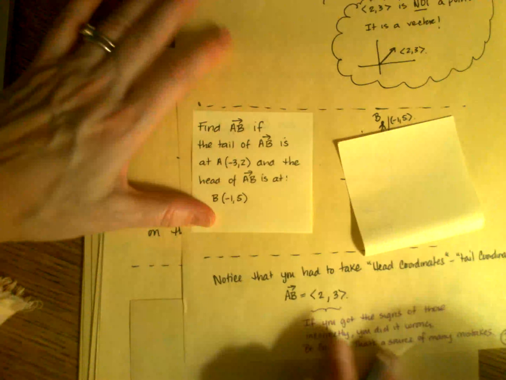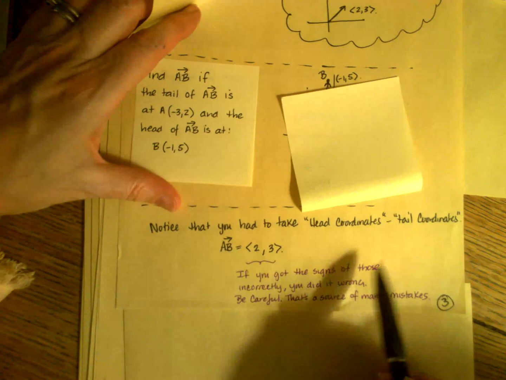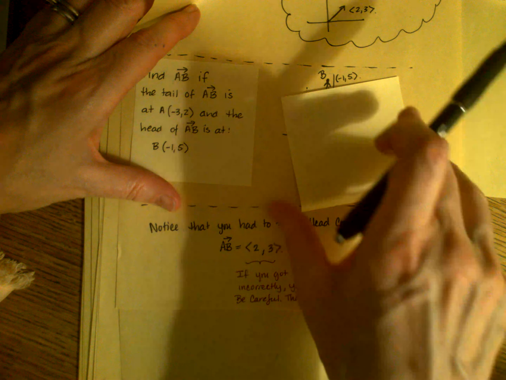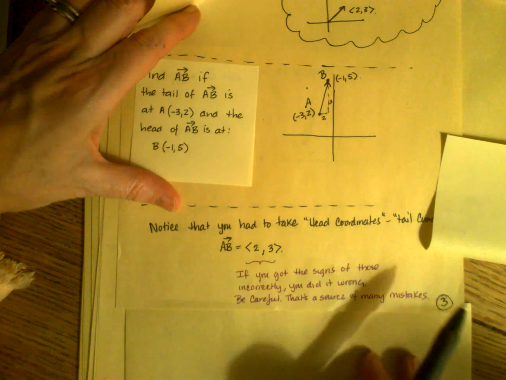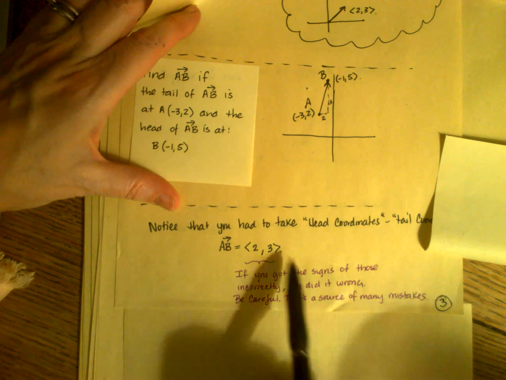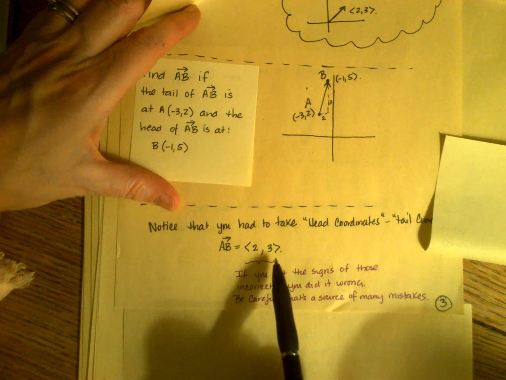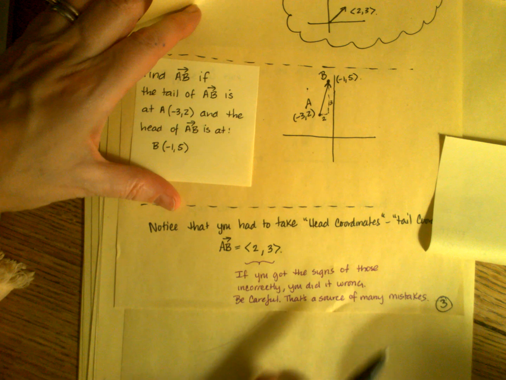So you're taking head coordinates minus tail coordinates to actually figure out your vector. Be careful, that order matters. You're taking head coordinates minus tail coordinates. Take a moment to write that down. Head coordinates minus tail coordinates to get the vector ⟨2, 3⟩. If the signs of either one of these are incorrect, like you had one of them negative, you got that wrong, and that's a source of many, many mistakes that people make.